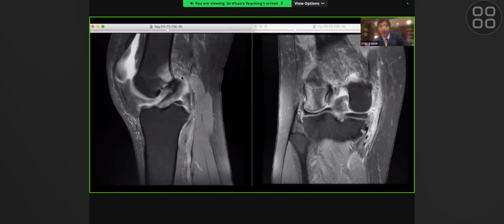The first structure that you will see is the ACL. So remember the anteromedial and the posterolateral bundles. The ACL is definitely intact, but there may be some intra-substance signal. I would take it either way. If you say there's a little bit of edema, I wouldn't critique you on that. I would say fine. But the ligament generally seems intact.